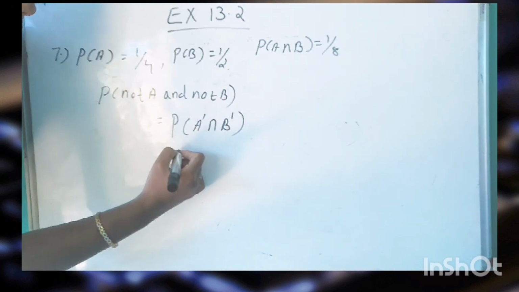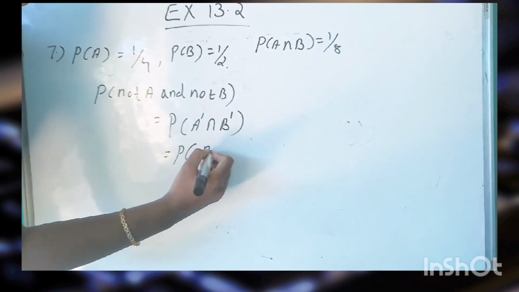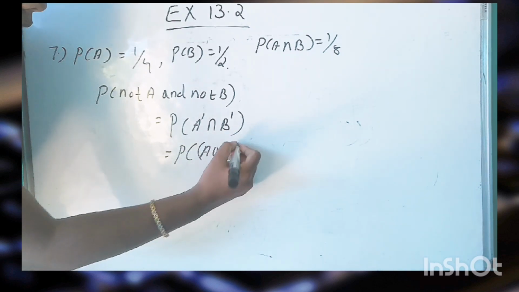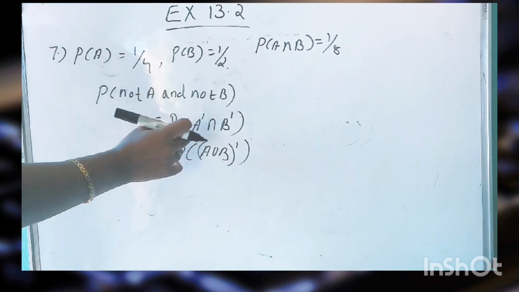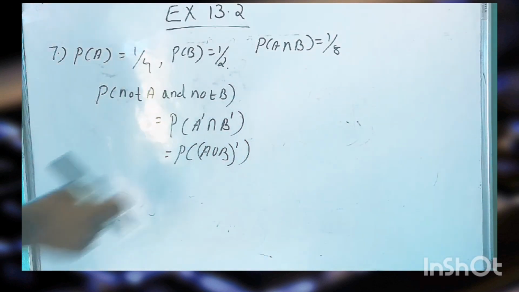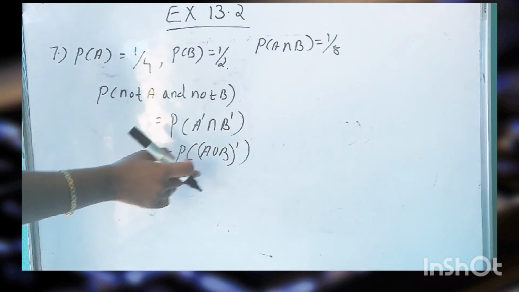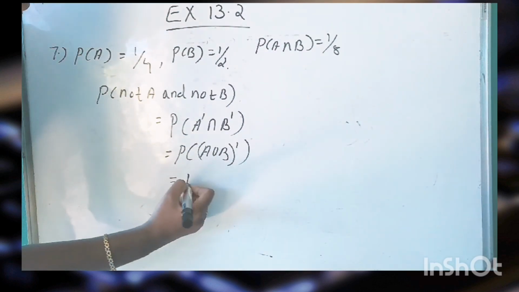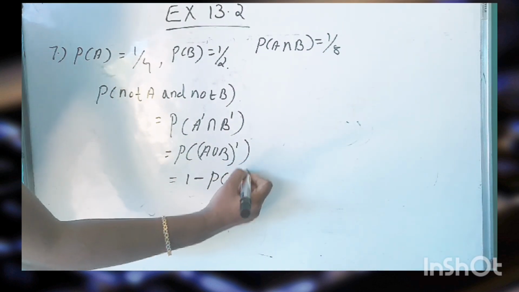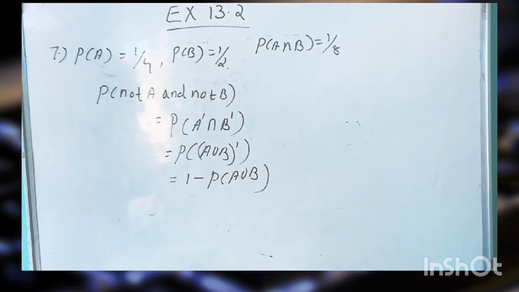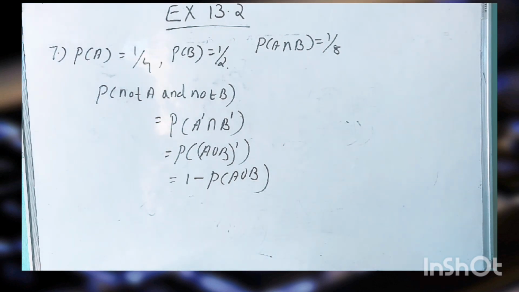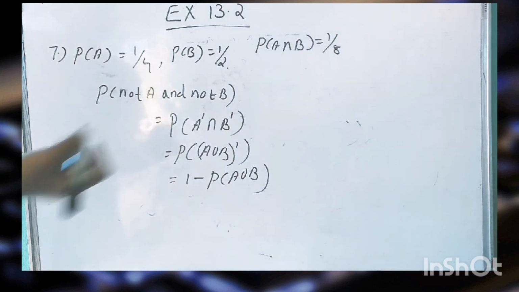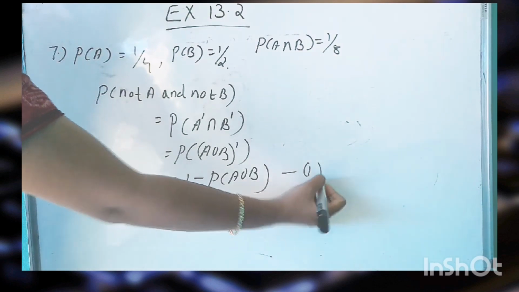And this is by using the complement law. This is A union B all complement. P of A complement intersection B complement is actually P of A union B all complement, and this we can write as 1 minus P of A union B. Probability of the complement event is 1 minus P of A union B. Put it as equation number 1.